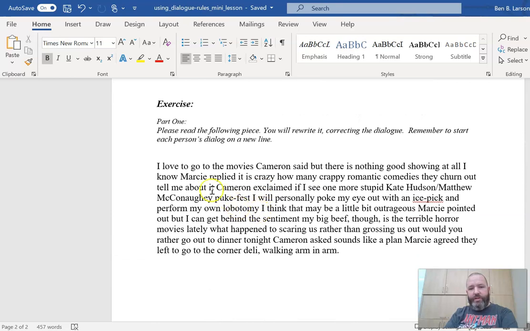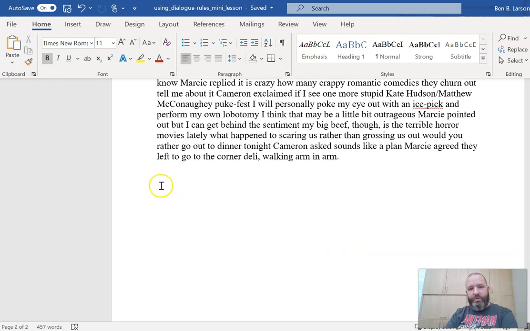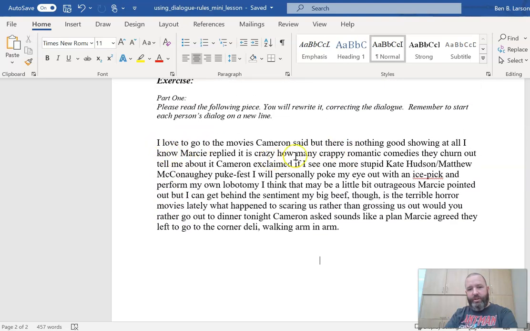Alright, so you're going to have some practice. Here's a paragraph that has no dialogue conventions. So you're going to, on your own, make sure this is after you have saved it, make your own. You're going to rewrite this. Well, you could just fix it within here. That'd be fine too. Remember, this is your Word document.